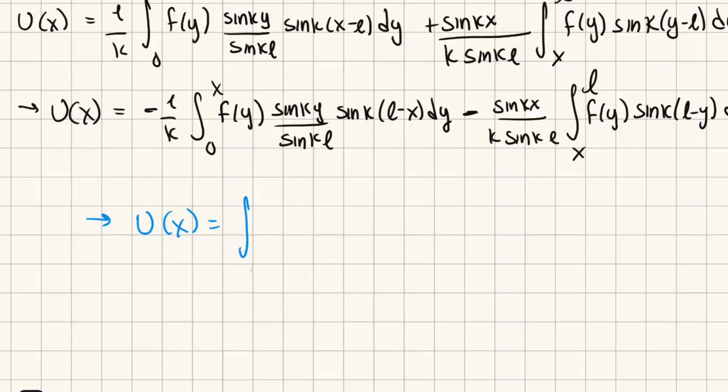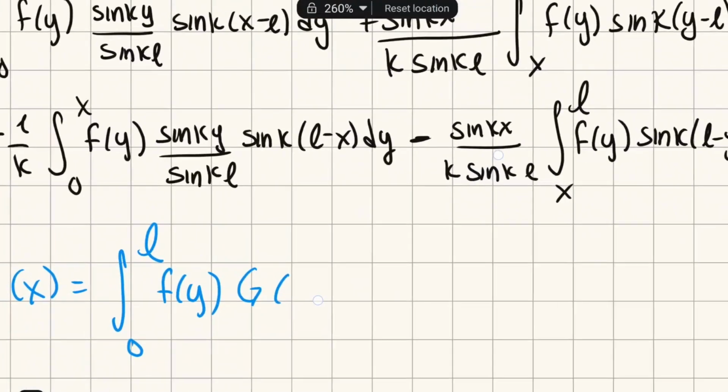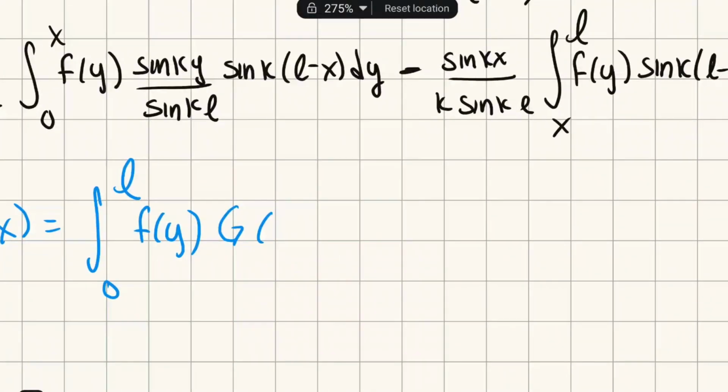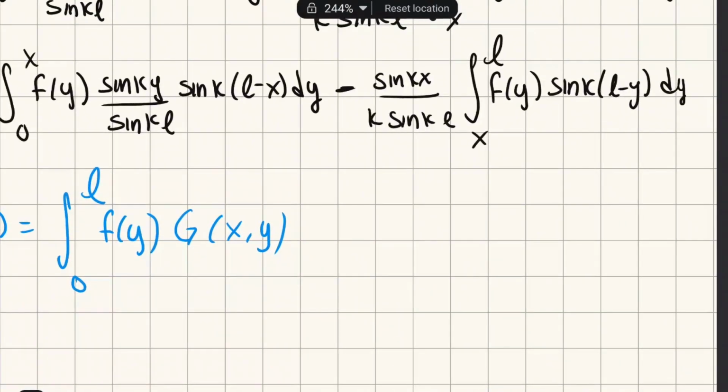It will be the integral, of course, from 0 to l of f of y, which is a common factor, times that function, which is going to be, of course, of two variables, right? Because here inside the integral, we have the variable y, we have the variable x. So this is telling us that the function we need to propose has to be of the variables x and y, okay? And then, of course, this is an integral over y.